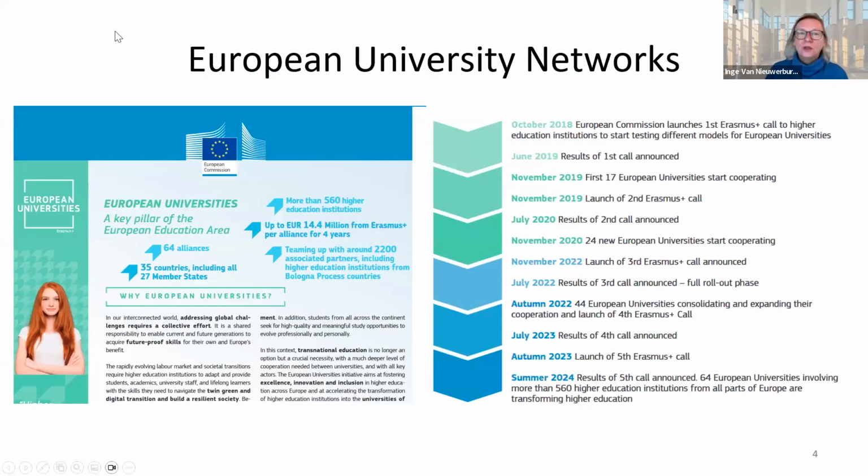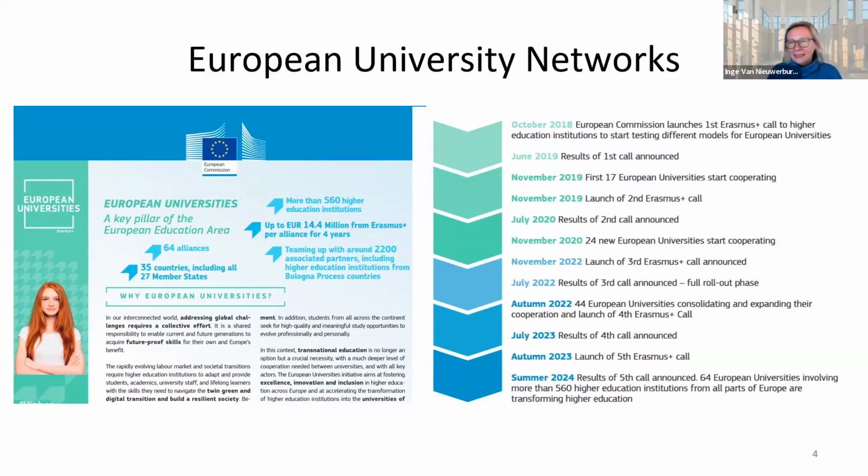And I just wanted to highlight what European university networks, or these university alliances, are. They are part of a European Commission initiative called European Universities, and they call them the key pillar of the European education area. By now, there are 64 alliances involving 35 countries, including all 27 member states. More than 560 higher education institutions are part of such an alliance. So it's a question of pooling resources and having a broad university network with different university networks all over Europe that we have this initiative.